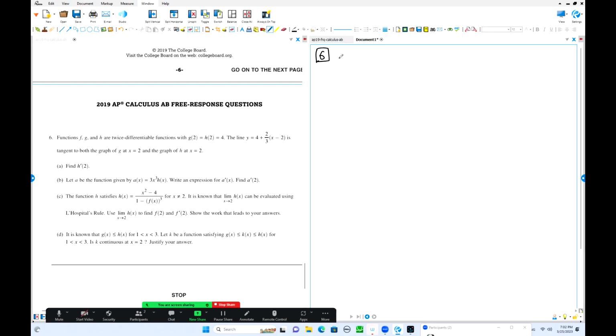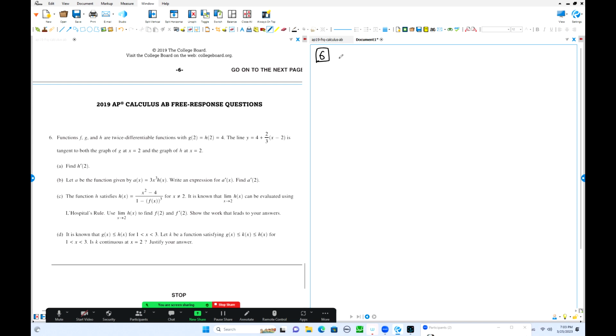Query number 6. You have 3 different functions there. F, G, and H are twice differentiable. Twice differentiable means the curve or the graph of these 3 are smooth. So when x is 2, g of 2 equals h of 2. So the graph of g of x and the graph of h of x have an intersection at point 2.